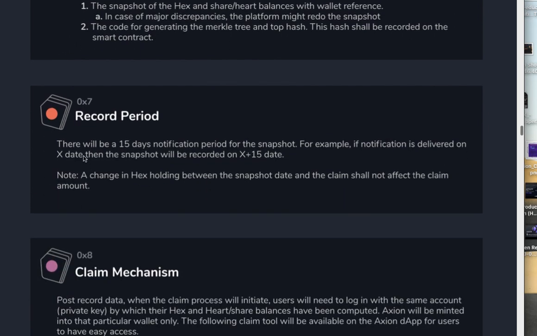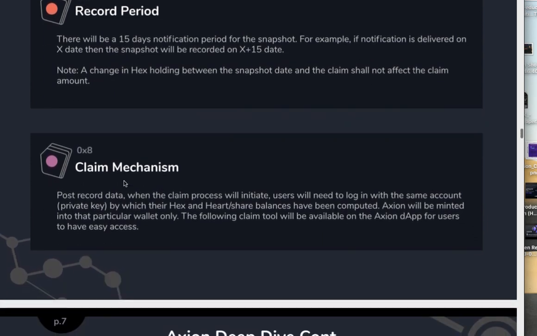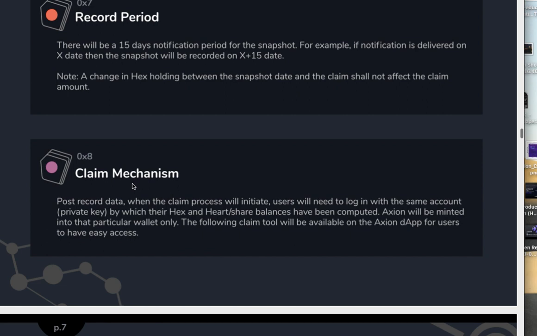Record period: there will be a 15 days notice period for the snapshot. For example, if a notification is delivered on X date, the snapshot will be recorded on X plus 15. A note: a change in the Hex holding between the snapshot date and the claim shall not affect the claim amount. So that's already been done, of course, on the 12th of May 2020. I'll leave a link to the snapshot below.